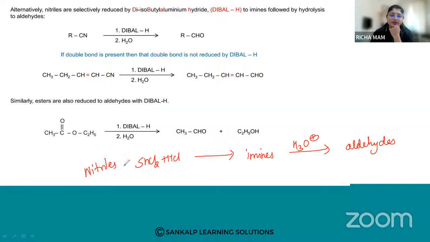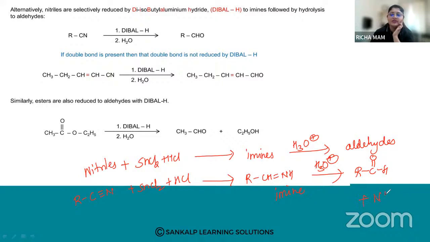So if I write nitriles, R C triple bond N, in the presence of stannous chloride and HCl will give you an imine system, that is R C H double bond N H. This imine will undergo hydrolysis to give you R C double bond O H, and NH3 is given up. Fine. So this is the Stephen reaction.